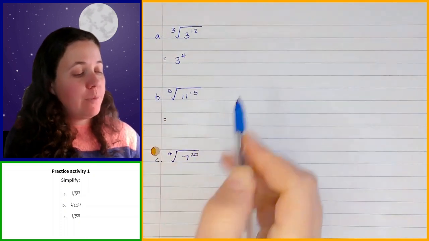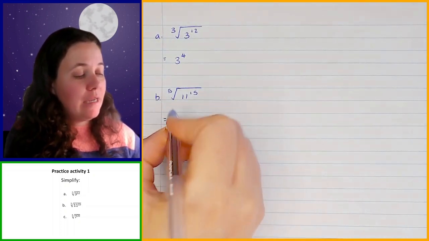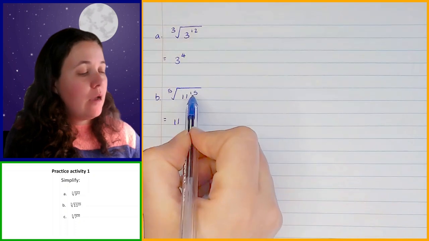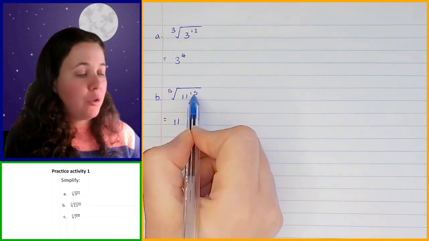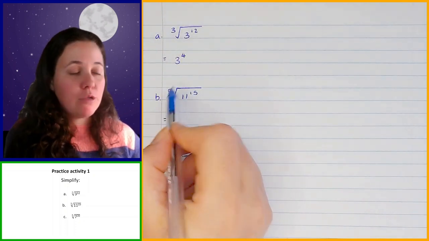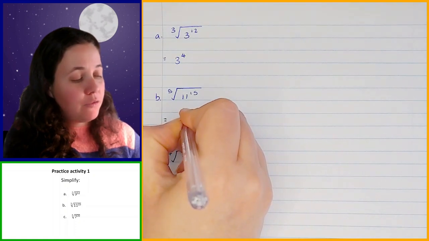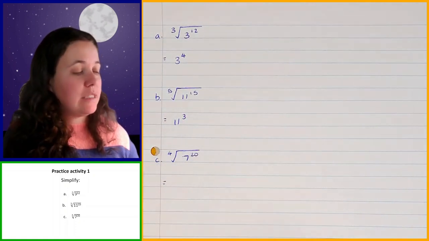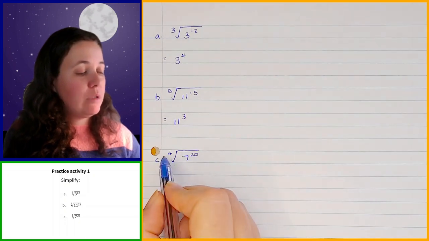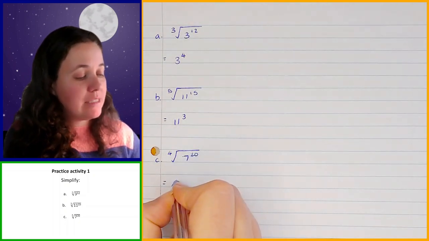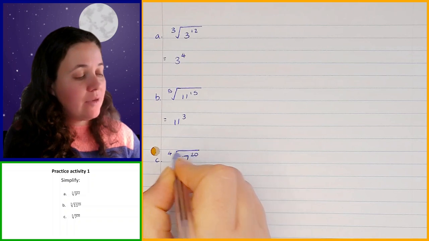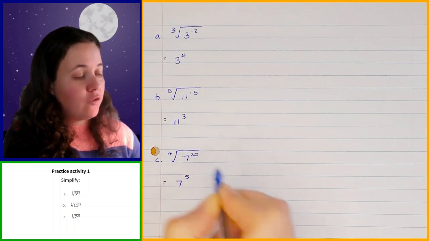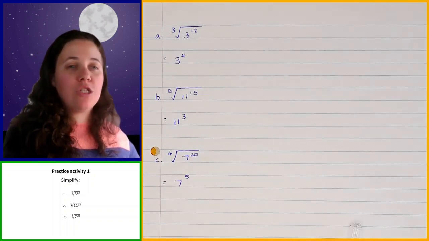Then question B, our base is 11 and that stays the same. And we take the 15, the exponent, and we divide it by the 5, which is the radical's index, and that gives us 3. So that's 11 to the power of 3. And then the last one, question C, we had 7 to the power of 20, and we're taking the fourth root of that. So we're going to have 7 stays the same, and 20 divided by 4 is 5. So you should have got 7 to the power of 5 for question C.